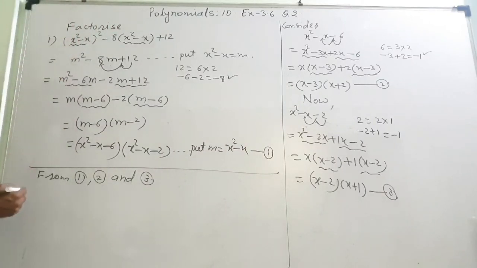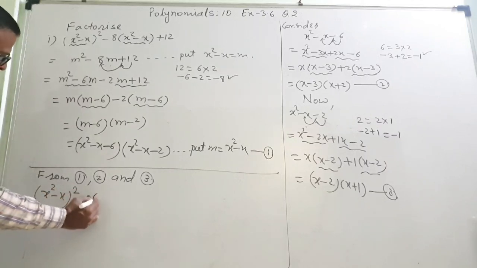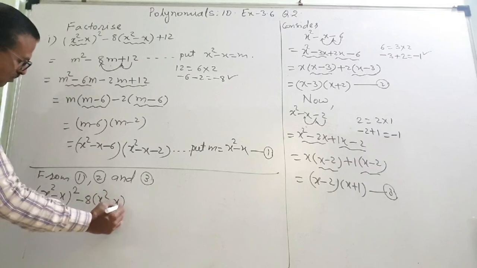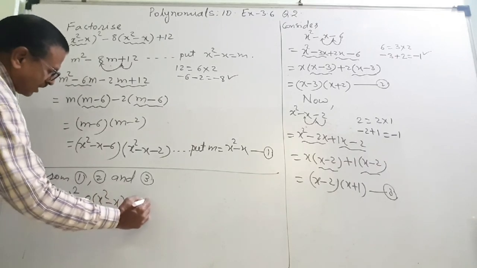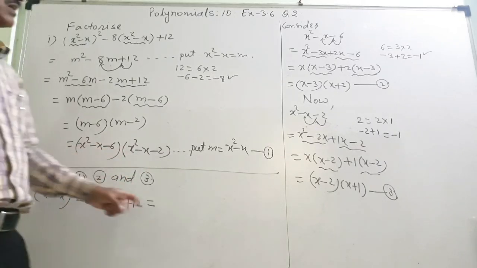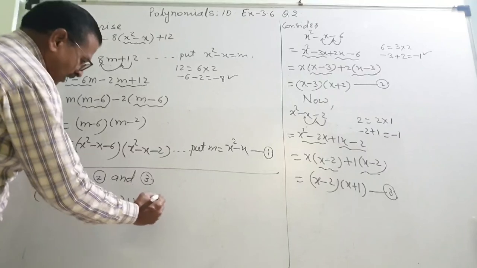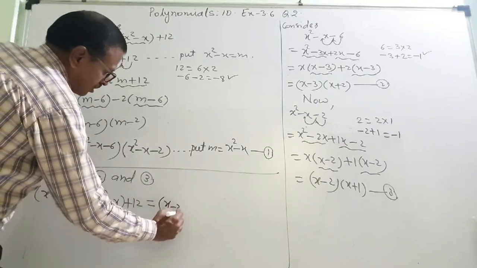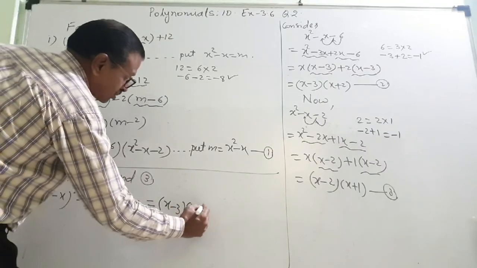So factors of (x square minus x) whole square minus 8 into (x square minus x) plus 12 is equal to, its factors are this one and this one, but this is nothing but this. So x minus 3 into x plus 2, x minus 2 into x plus 1.